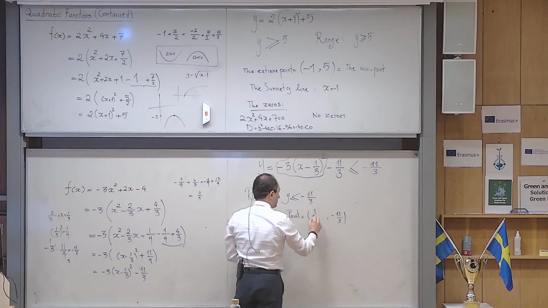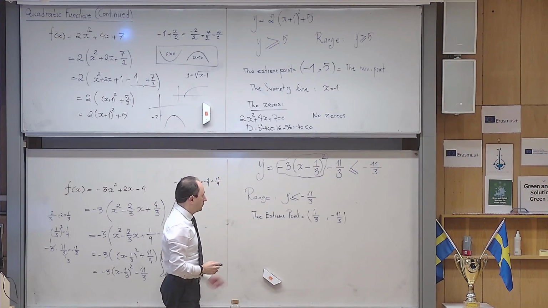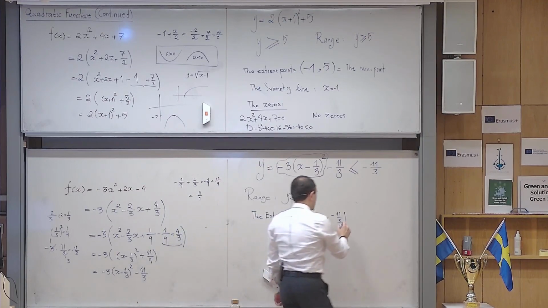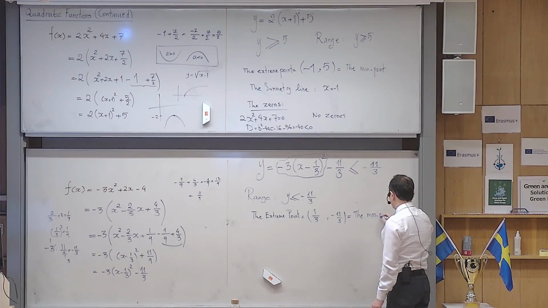So that is 1/3. But this extreme point, or the turning point, is of what type? We learned here, this is of maximum type. So another name for it in this case is the max point.